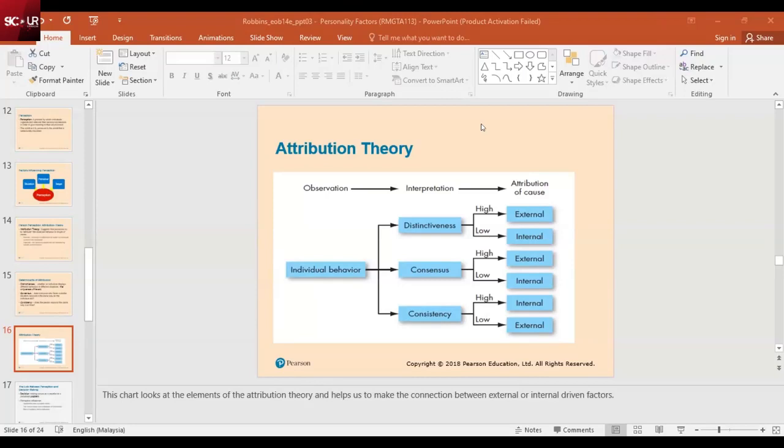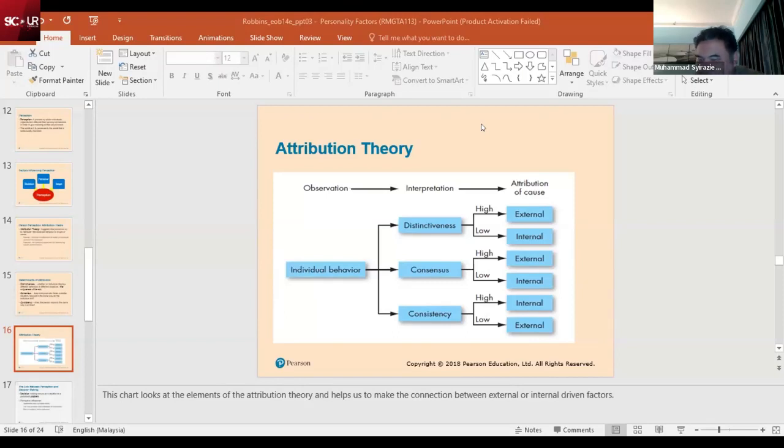Okay, Doktor. So in conclusion, when we attribute or perceive somebody, for example your employee, you have to remember that particular behavior is caused either internally or externally. And before you jump to a conclusion, you have to see these determinants, whether distinctiveness, consensus, or consistency.